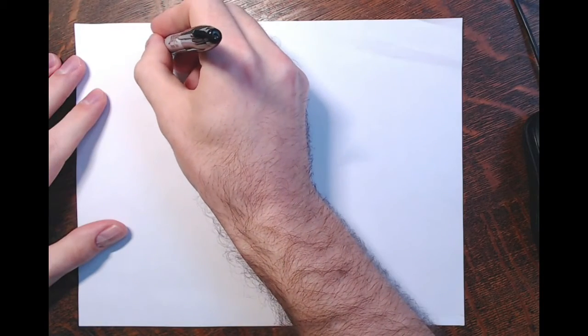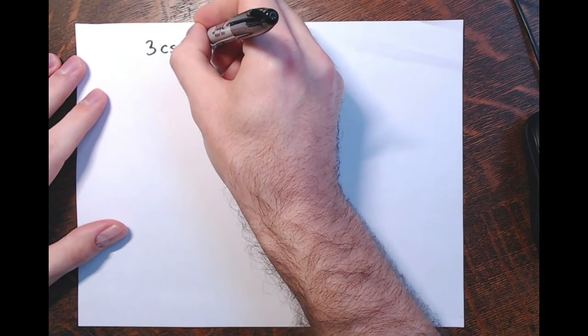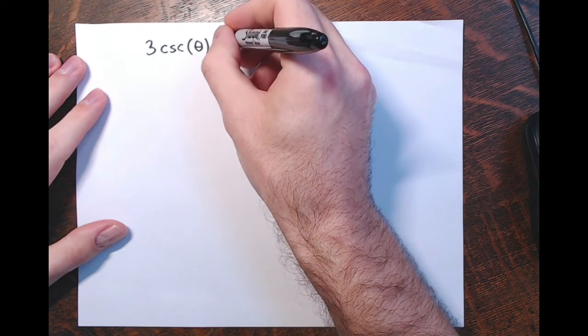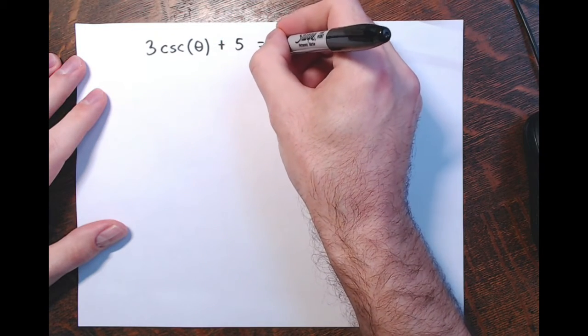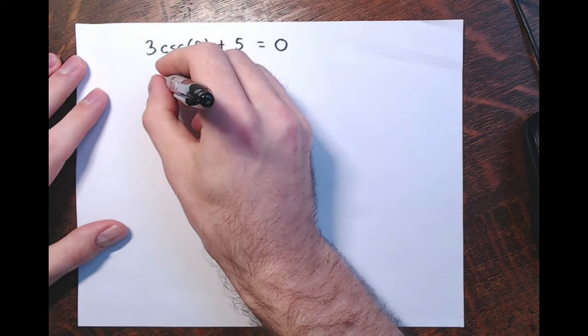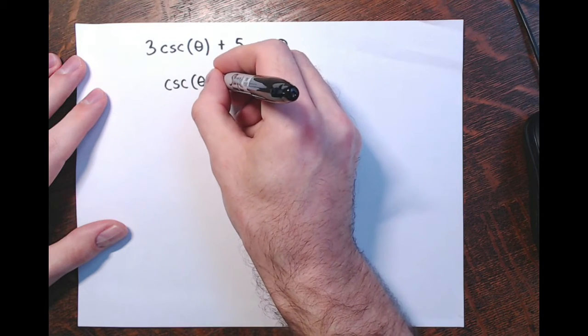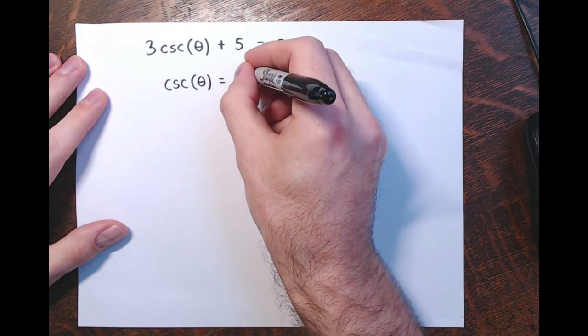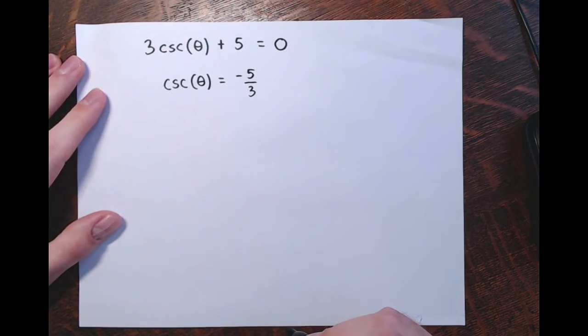So we have the equation 3 times the cosecant of theta plus 5 equals 0. Now if I solve for cosecant theta, we'd have cosecant theta equals negative 5/3. Right, I would subtract 5, then divide by 3.